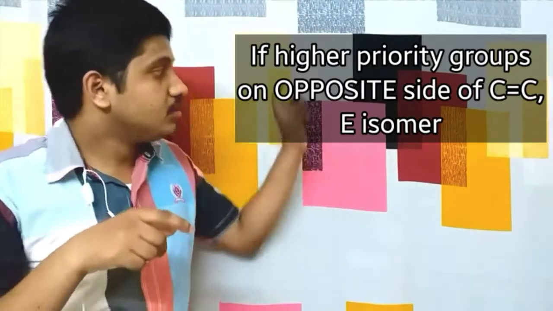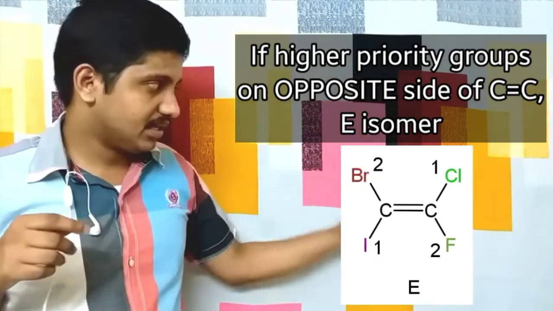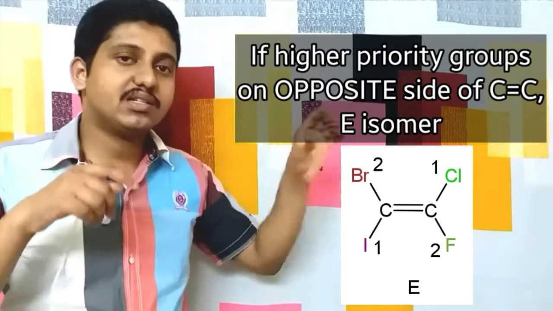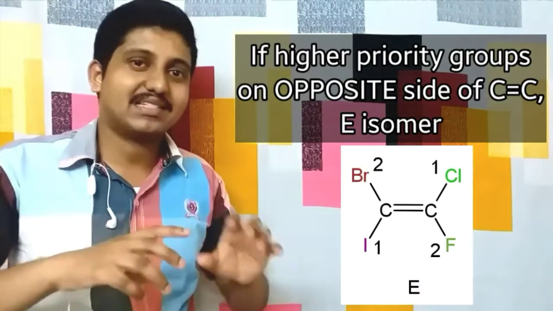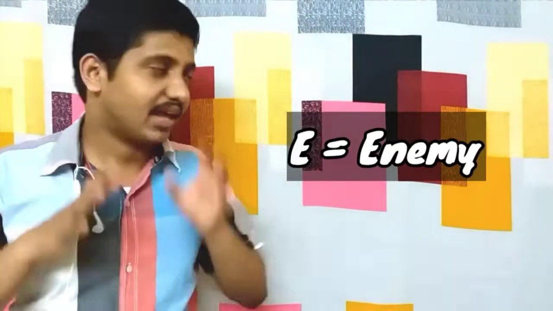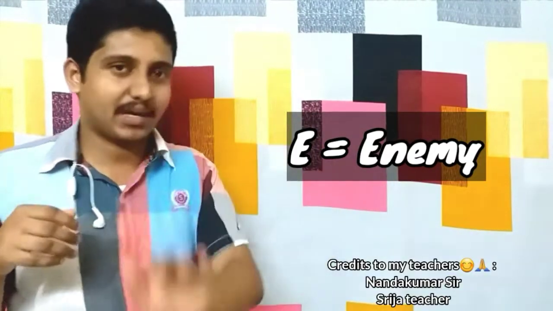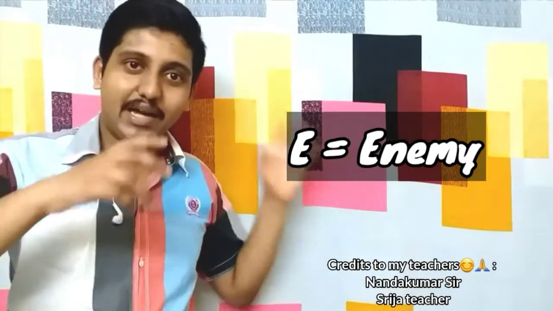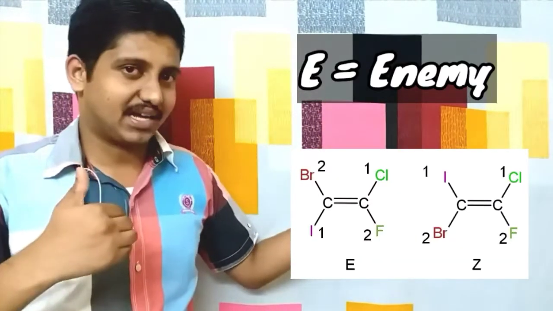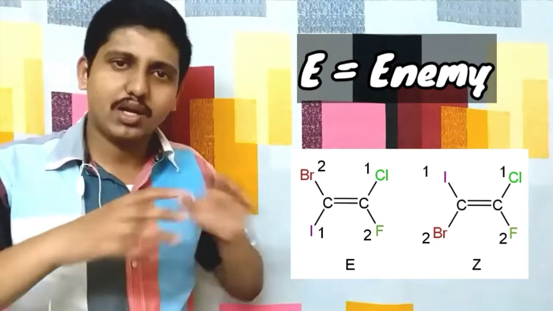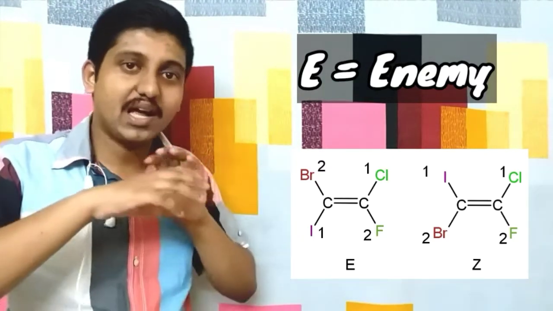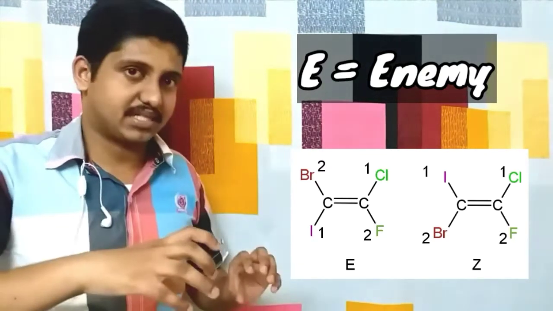Now if they are on the opposite sides, like in this case, this isomer is called the E isomer. How to remember it, it's very easy: you can remember E to be enemy. So E means enemy, so they are on the opposite sides, and Z means, as usual, what is left over, that is the same, they are on the same side.